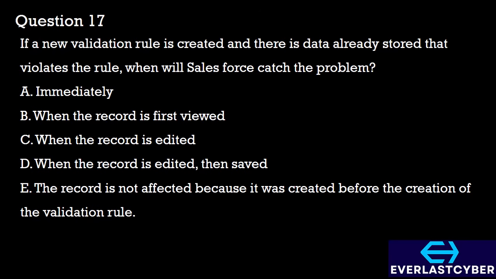For option D, Salesforce will enforce the validation rule when the record is edited and then saved. So existing records that violate a new validation rule will not trigger the rule unless they are modified and saved again. This ensures that the rule applies to changes and updates and not just existing data that was valid before the rule was created. For option E, this is totally incorrect because validation rules will apply to records created before the rule if and when those records are edited and saved after the rule has been created.